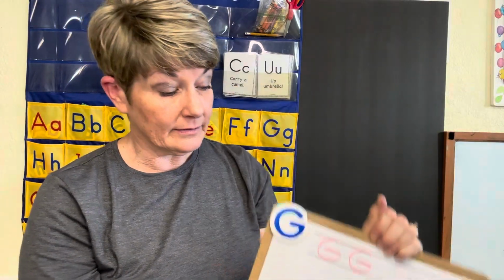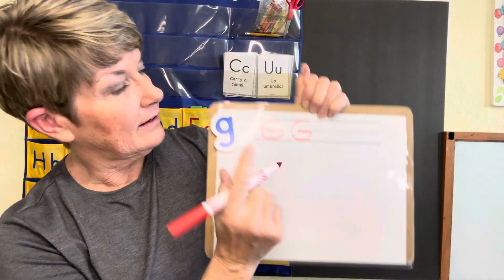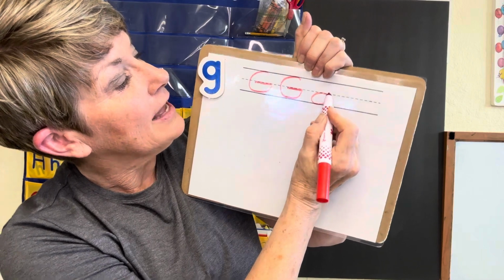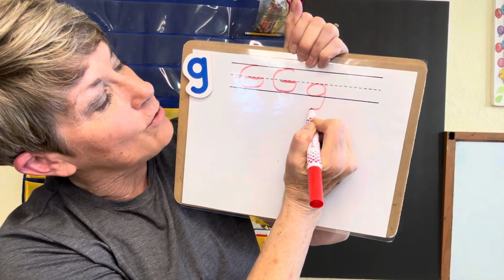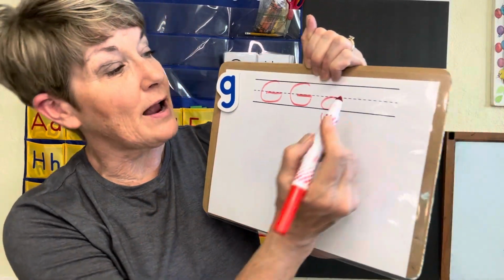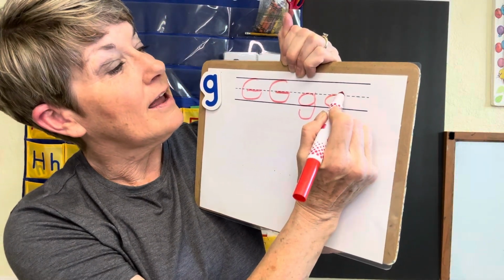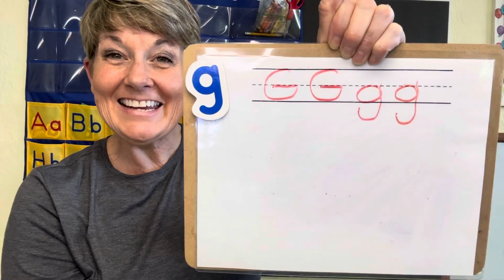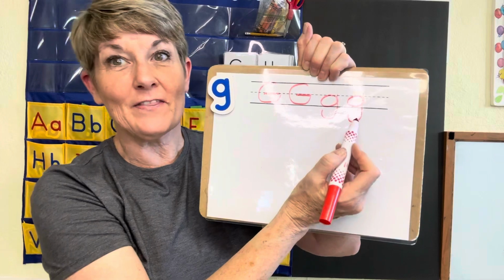Nice. Okay, let's try a lowercase g. All right. Let's take that and let's do our circle. And then draw your line clear under it. Just like this one. See how it curls around? Let's do it again. All the way under it. Nice. Capital G and lowercase g.